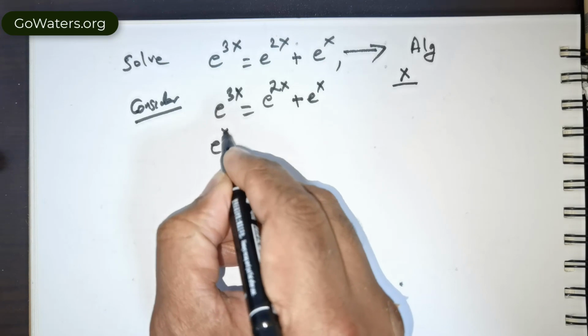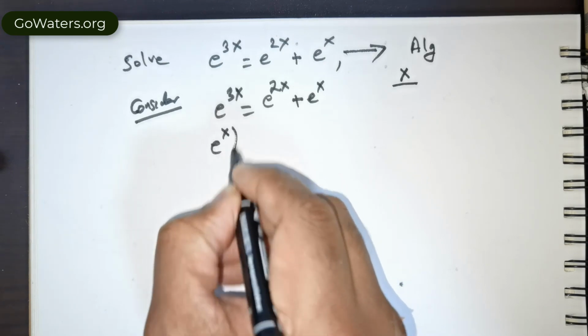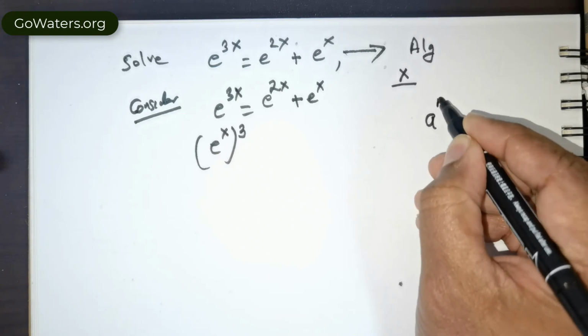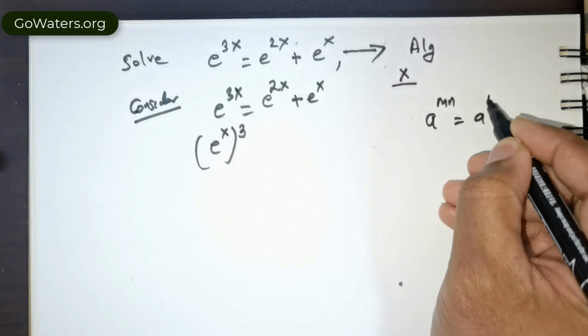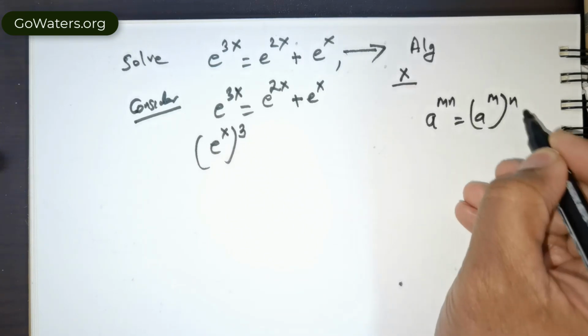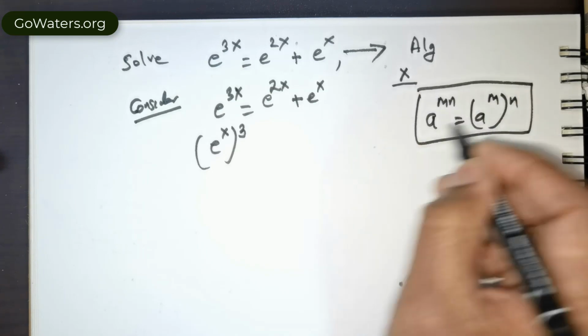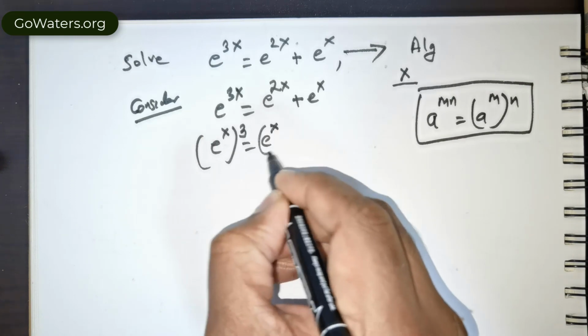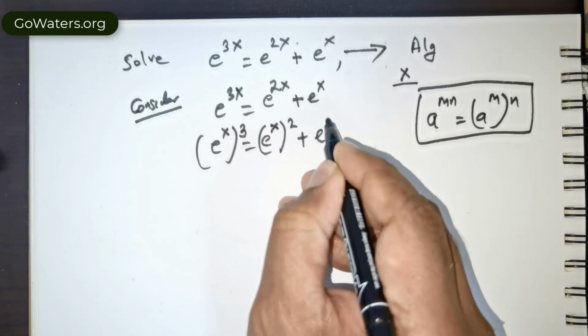Then I would like to write this as e raised to the power of x, the whole raised to the power of 3, because if you have a raised to the power of m times n, you can rewrite this as a raised to the power of m, the whole raised to the power of n. This is always possible from the law of indices. That's exactly what I'm doing. So this is e raised to the power of x, raised to the power of 2, plus e raised to the power of x.